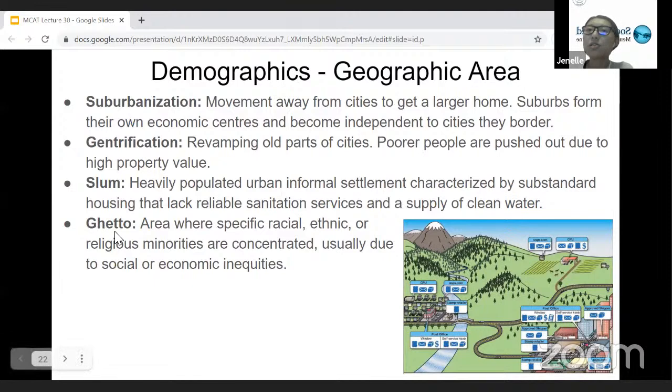And then a ghetto is considered an area where specific racial, ethnic, or religious minorities are concentrated. And this is usually due to social or economic inequities affecting that minority group. So this is just a demonstration of an urban area, a suburban area, and then the rural areas here.